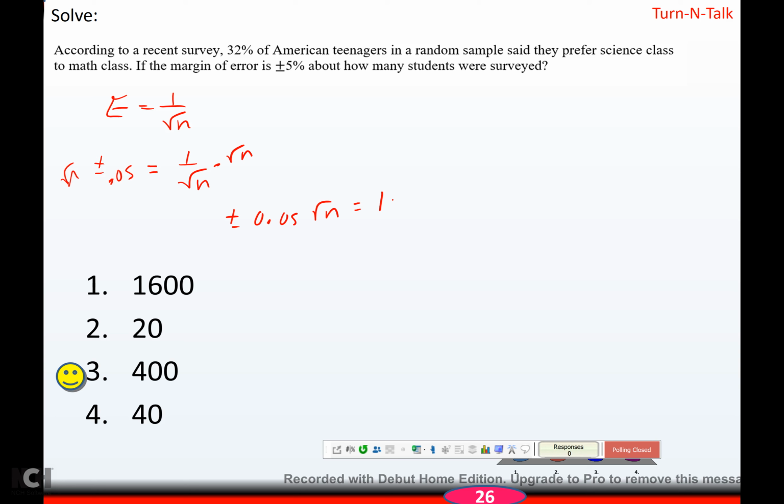Then I'm going to divide by 0.05, and I get the square root of n equals 20, and then square that, and I get n equals 400.